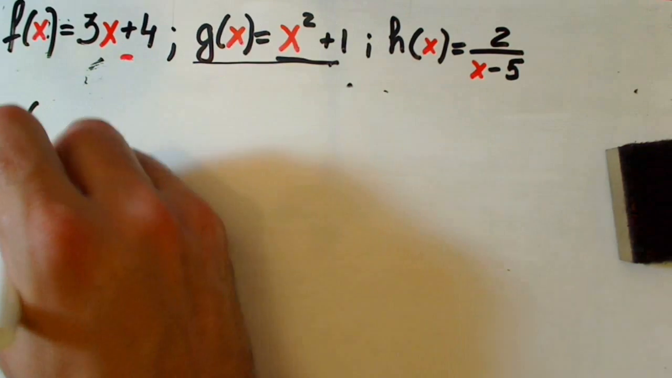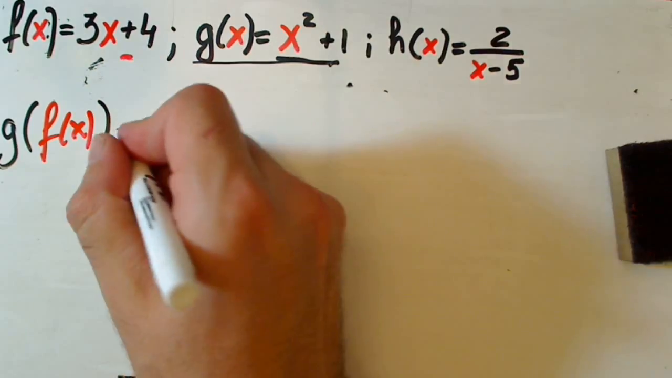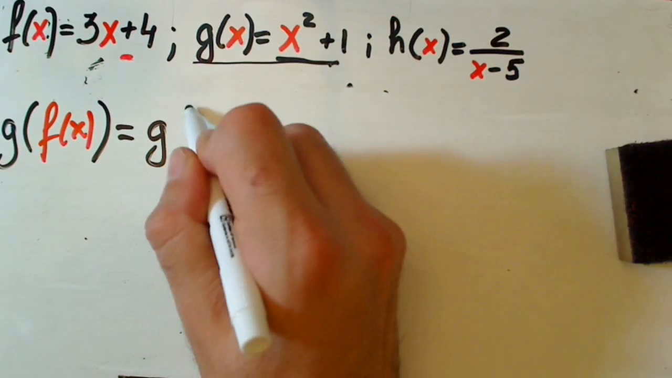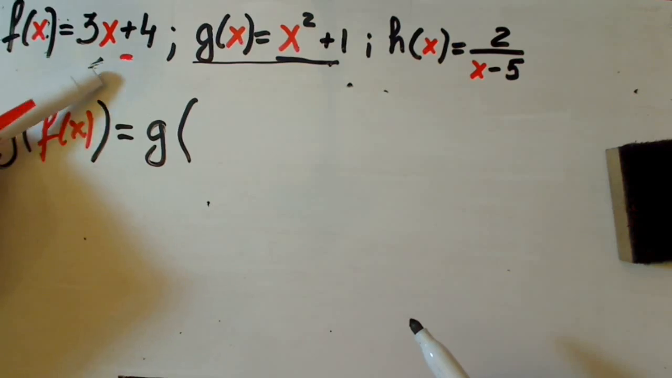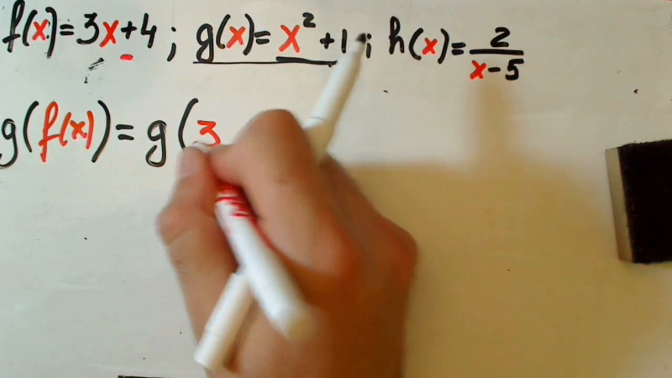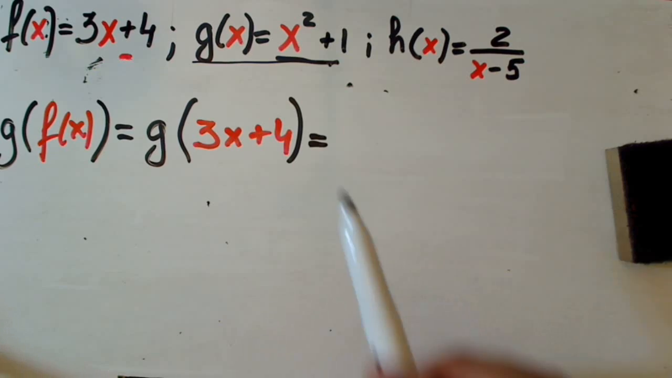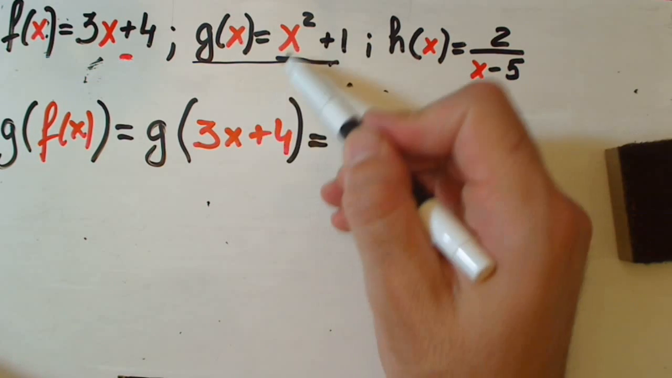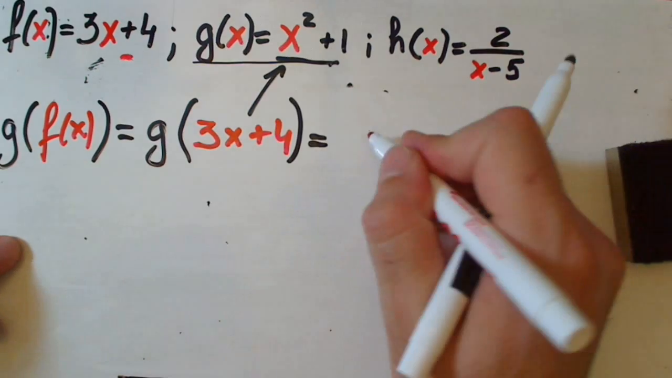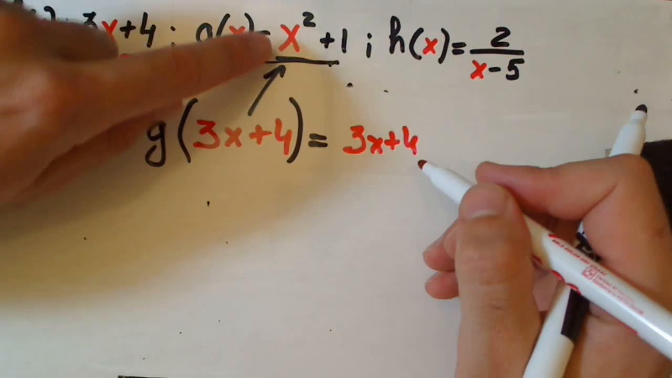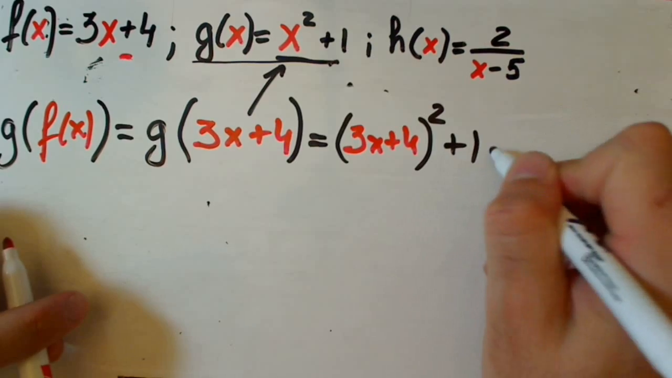the opposite. We have now g of, now our input is f of x. Okay, again, we have function g. What is our input actually? f of x, which is 3x plus 4. Let's write it. Keep it right. 3x plus 4. This is our input. Now, what is our g function? It's right here, x squared plus 1. It means now red goes to red. It's our input. And instead of x, we have now 3x plus 4. And you see, it's squared. It means everything squared plus 1.